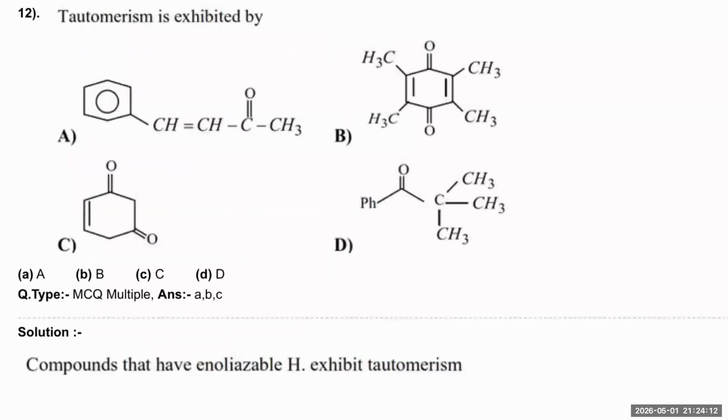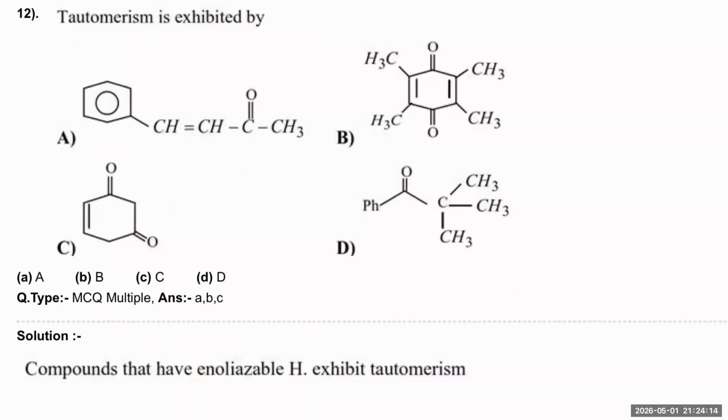12th one is also quite easily explained, but if you still have a doubt on it, please let me know. What's the basic premise of the question? You need to check out the presence of alpha hydrogen, right?